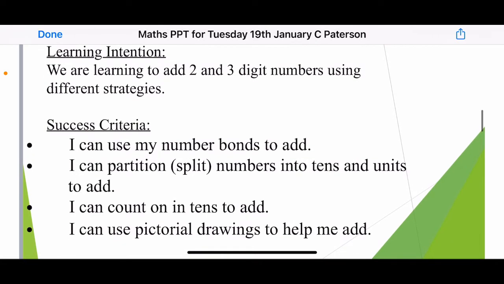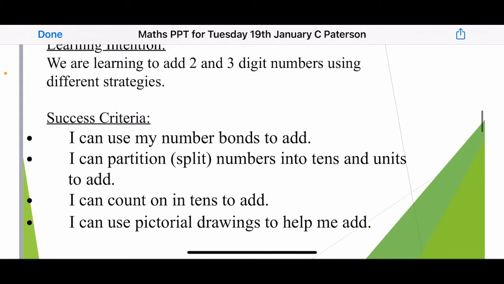So your learning intention for today is we are learning to add 2 and 3 digit numbers using different strategies. And to be successful in your learning, your success criteria is: I can use my number bonds to add, I can partition, which means to split numbers into tens and units or tens and ones to add, I can count on in tens to add, and I can use pictorial drawings to help me add. That last one is all about using drawings and pictures to help you add, just like you did last week when you drew out your tens and ones to help you with your sums.